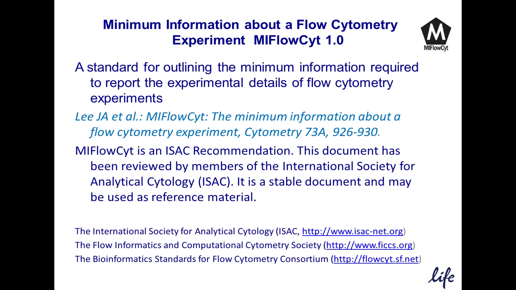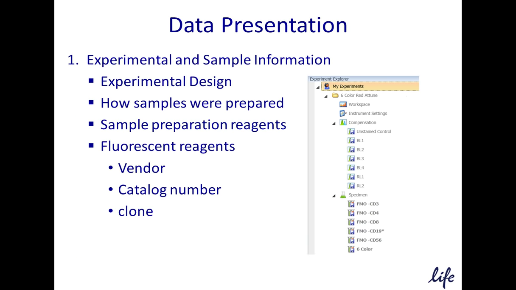A standard for outlining the minimum information required to report experimental details of flow cytometry experiments is published in Cytometry A. This is a recommendation of the International Society for Analytic Cytometry, or ISAC. I have included several links here about information on data presentation if you're interested. I'll discuss four basics. The first is experimental and sample information.